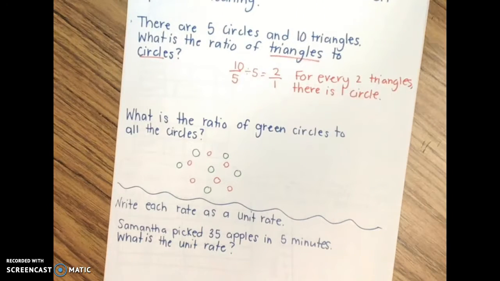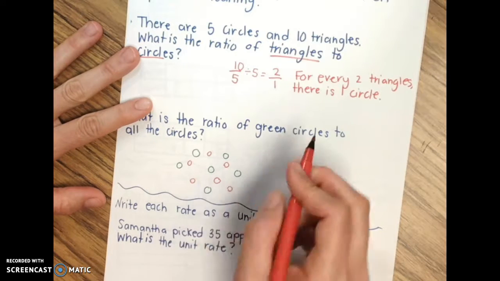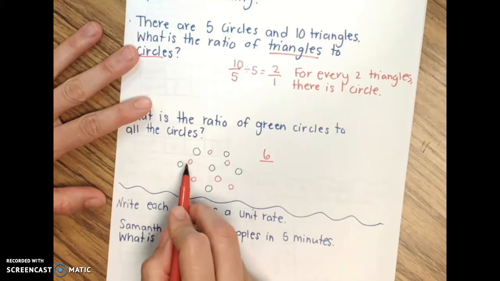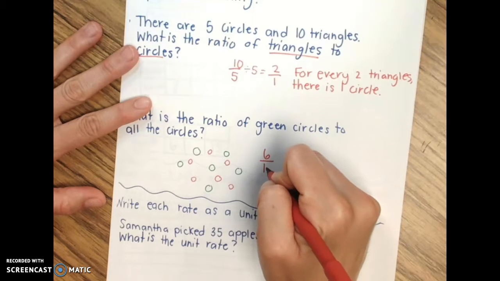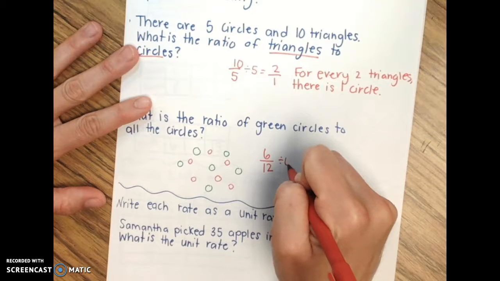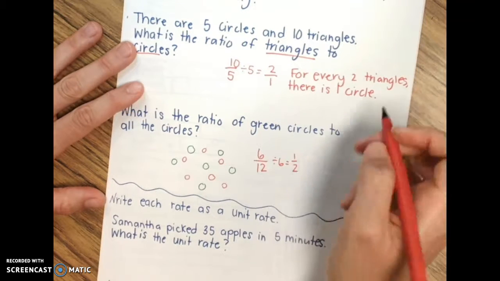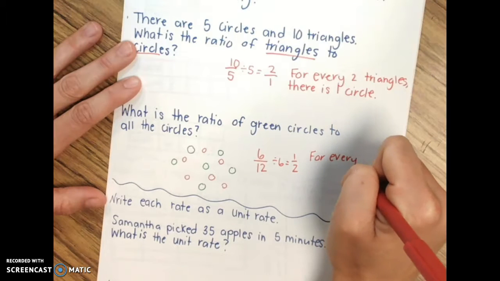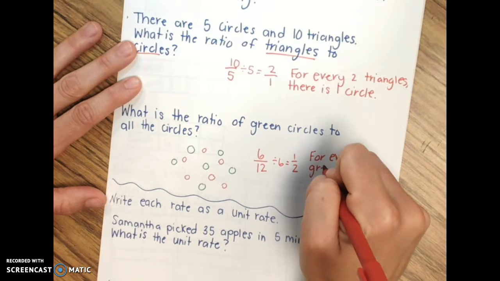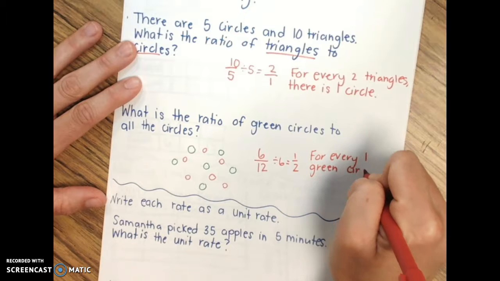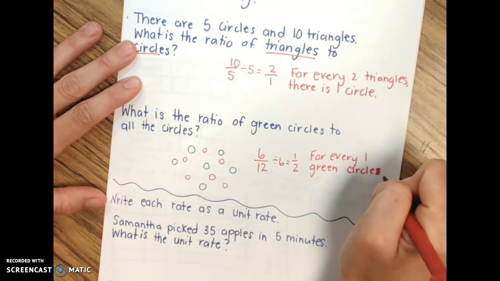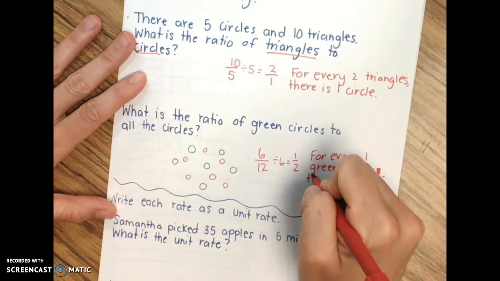This last one was the ratio of green circles to all the circles. There are 6 green, 7, 8, 9, 10, 11, 12, over 12 total. Simplify it. So for every 1 green circle, shouldn't have an S there, sorry. For every 1 green circle, there are 2 total.